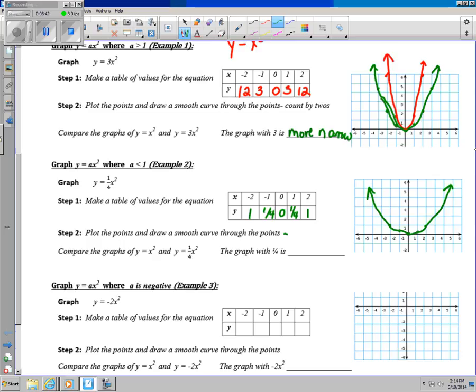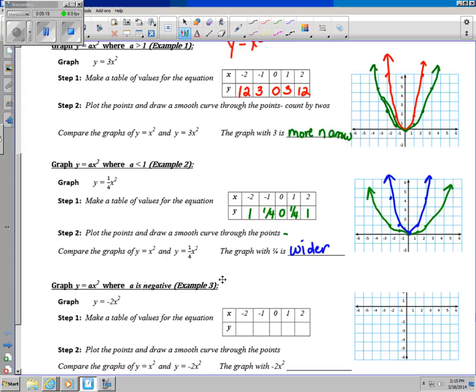And what do we notice about this graph as compared to our y equals x squared? I'm doing 1, 1, 2, 4, negative 1, 1, because 1 squared, negative 1 squared is 1, negative 2 squared is 4. So notice with a fraction as my a, or as my coefficient, what happens to my parabola? Okay, the graph with the 1/4 for my a is wider.